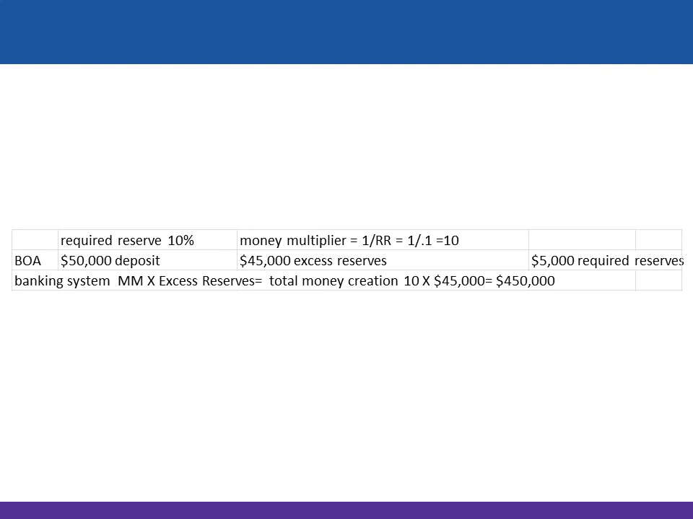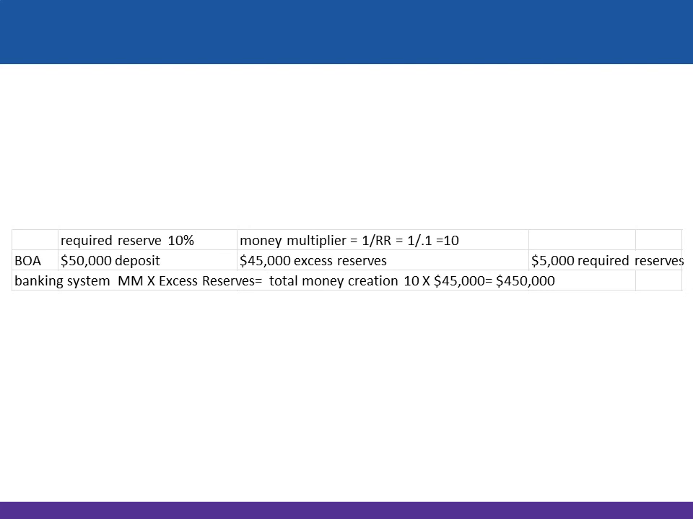Well, the required reserves would simply be 10% of the 50,000. You see that all the way on the right. 10% of 50,000 is 5,000. So this Bank of America must keep either in their bank vaults or on deposit with the Fed 5,000 out of this 50,000. Therefore, Bank of America is in a position to lend out, or to safely create, $45,000 worth of new money or new loans.